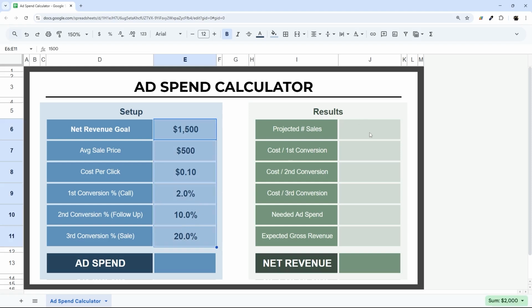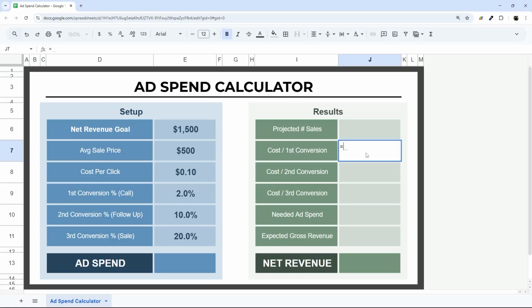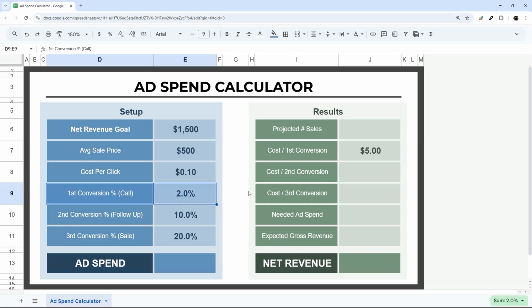And so let's go ahead and start off with our cost per conversion, since this one's pretty easy. And so we're going to start this one with equals for our formula. And then we're going to divide our cost per click divided by our first conversion rate. And so that gives us a cost per first conversion of $5. So basically $5 for each call.